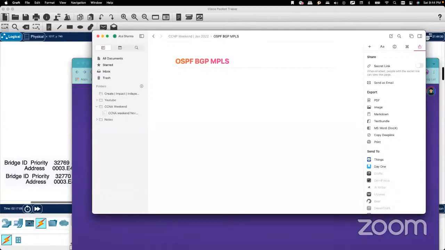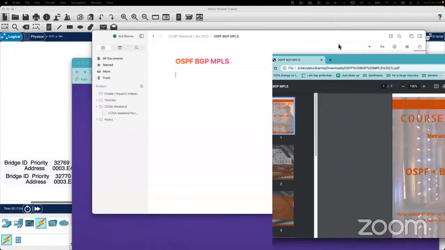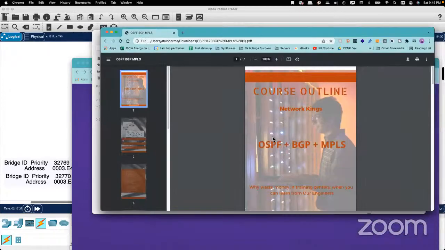Okay, so this is a new live program which we are starting, which is a combination of OSPF, BGP, and MPLS. So many of you have joined from CCNP ENCOR, but I consider this a different or separate module. Those who wish to join, this is what we cover: OSPF, BGP, MPLS. Because in ENCOR, if you check the CCNP ENCOR, we do not have MPLS. But yes, we are going to cover that.